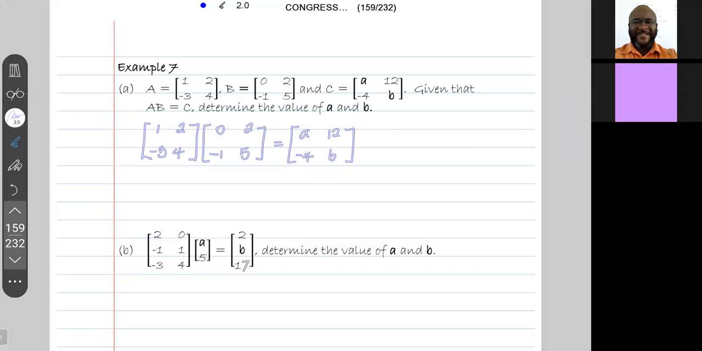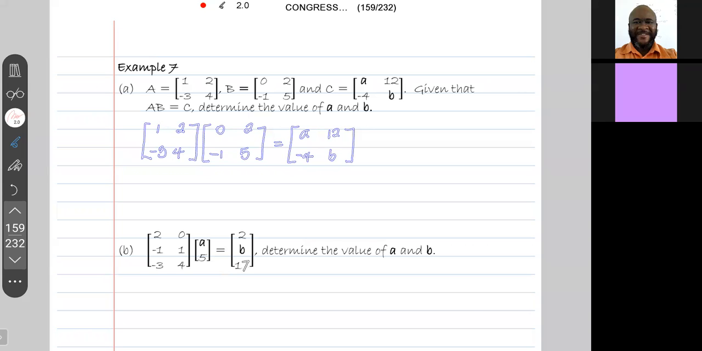When you have a question like this, what you do is get two matrices which are equal to each other, facing each other. Then you compare corresponding elements. So the first thing you want to do is multiply A and B on the left. We're going to multiply A by B.